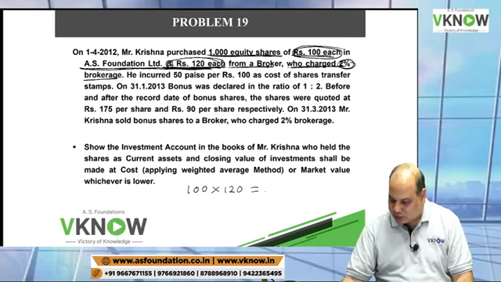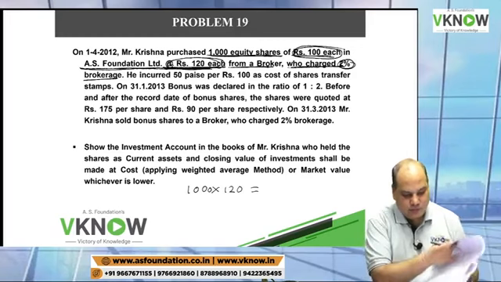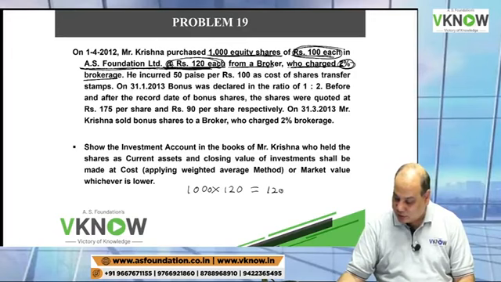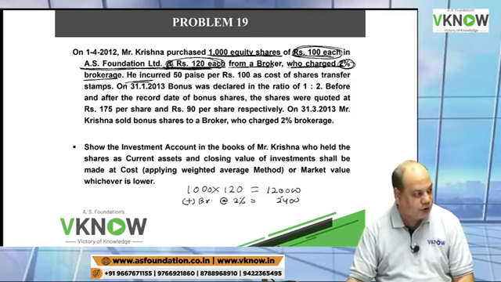So 1000 into 120. How much is 1000 into 120? 1,20,000. And then you have to also add brokerage at the rate of 2%. So that is 2,400. And one more cost you have to incur.